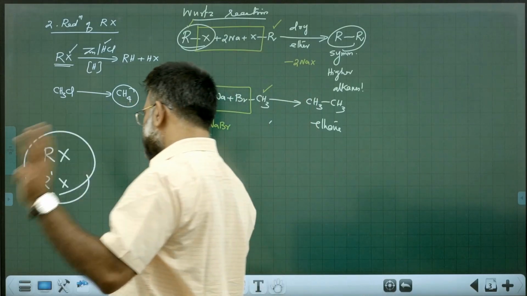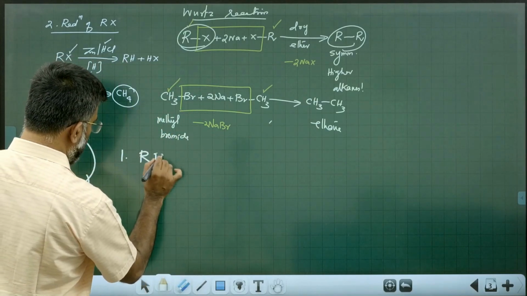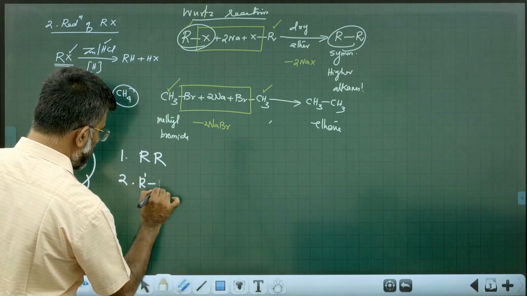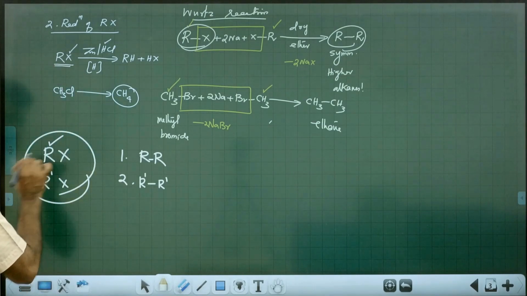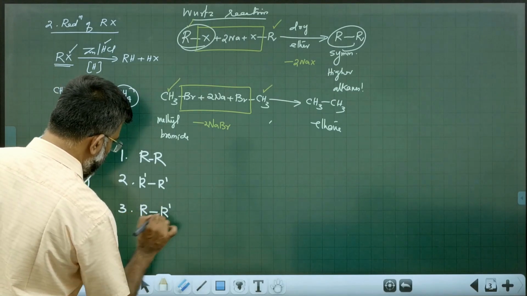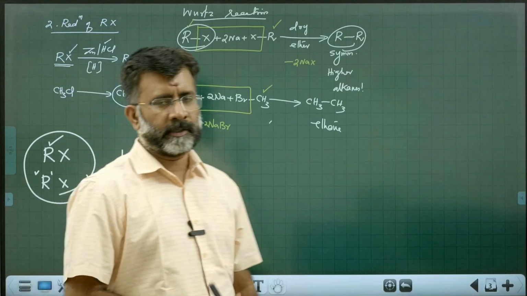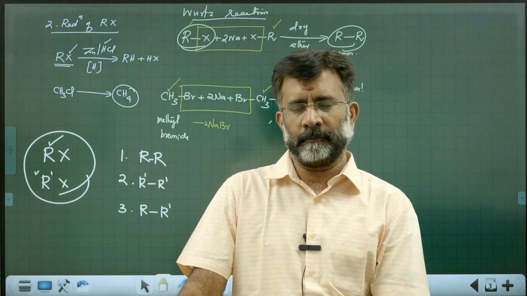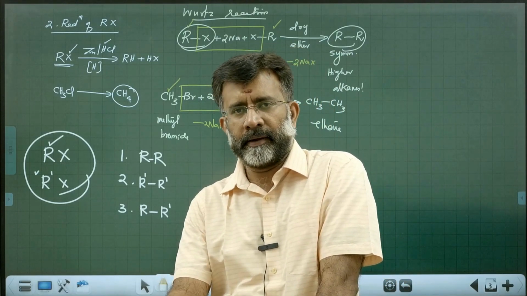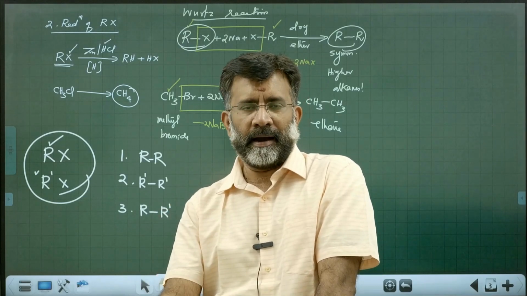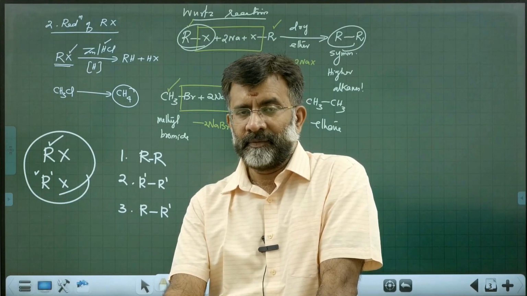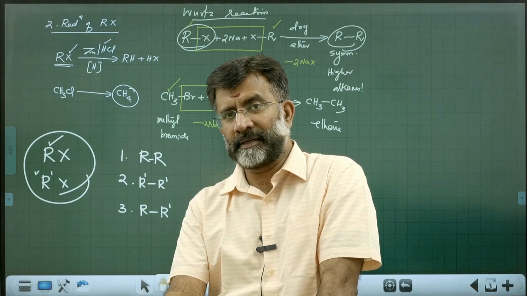You will get three possible products. Product number one, RR, self-coupling of RX. Product number two, R'R', self-coupling of R'X. And product number three, of less probability, RR'. So you get three products: self-coupling product of RX, self-coupling product of R'X, and intercoupling of RX and R'X, you get RR'. Three products are obtained. Remember, Wood's reaction promotes symmetrical higher alkanes.